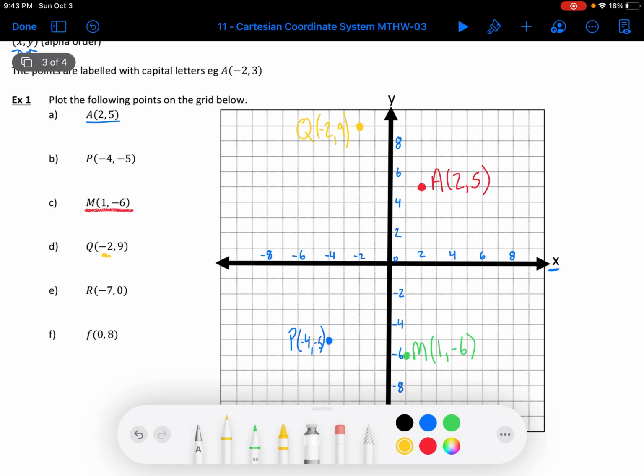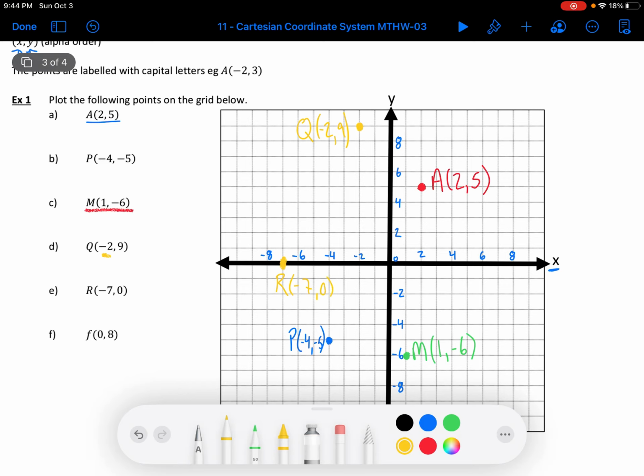Now, the next one, it's got -7 and 0. So for that one, what we actually have is just a point right there. Okay, and I'm going to leave it yellow just so that you can kind of see it, otherwise it would be hard to see on the axis. This one is R, and it's just -7, 0. Okay, it's right on the axis.